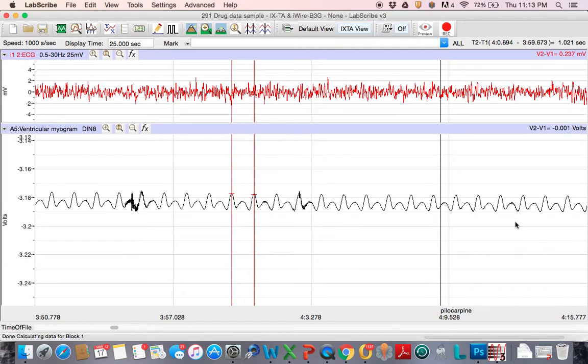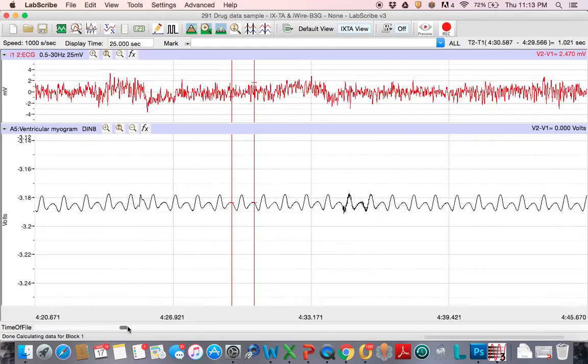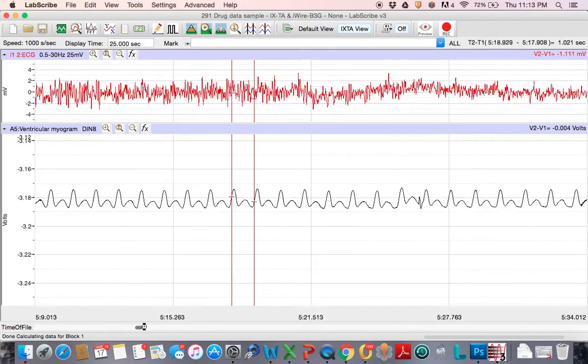Now, if you look over at pilocarpine, what I'm going to do is just tell you to look and consider a little further on in the pilocarpine. I'm going to make this move almost like a movie, and I want you to look at how those shapes are changing and how the peaks.